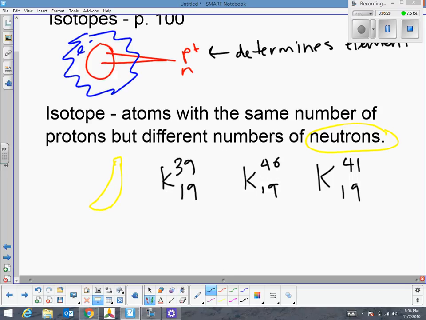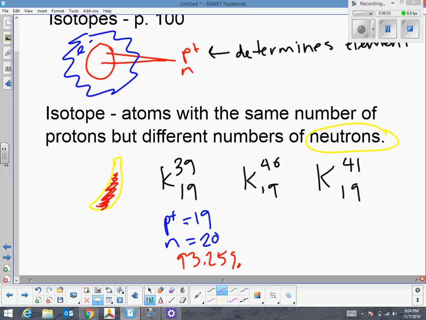So for potassium 39, it's going to have how many neutrons and how many protons? Well, it has 19 protons, and it's going to have 39 minus 19, 20 neutrons. Okay, and that one is 93.25% of all the potassium. So 93.25% of the potassium in this banana is going to be potassium 39. Okay. I'll shade it in a little bit more.